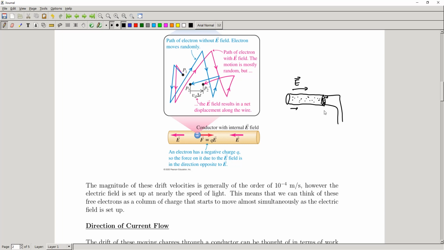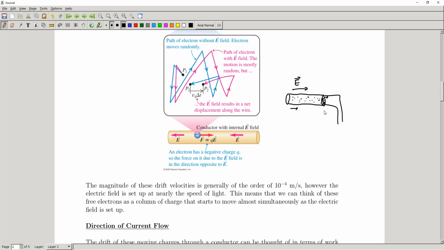And so we have these three things going on. We have the electrons having their own individual motion. We have this overall drift velocity of all the electrons, and then we have the whole thing moving as one solid column almost. So you can imagine right away as you hit the switch and the electric field is set up, all the electrons start moving.